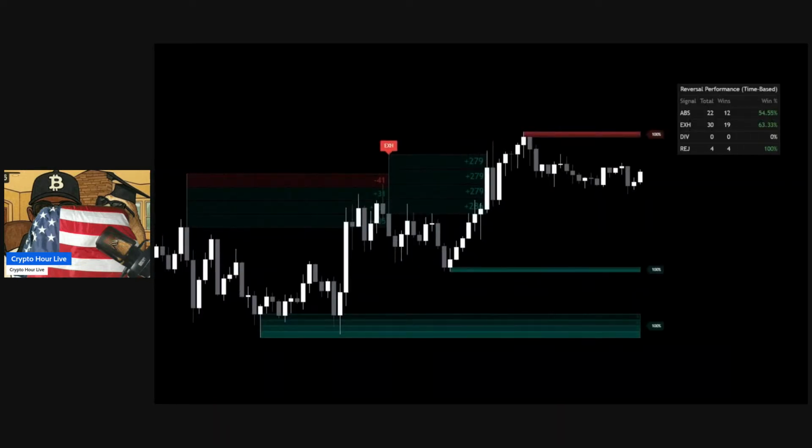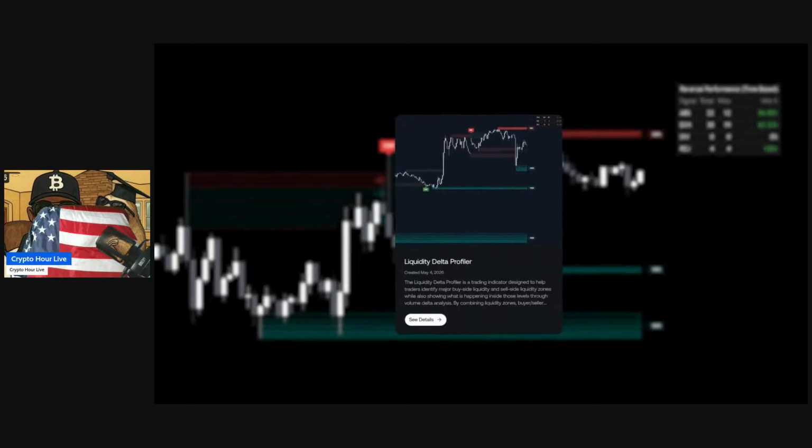This liquidity delta profiler is a game changer for anyone serious about understanding market structure and anticipating reversals.